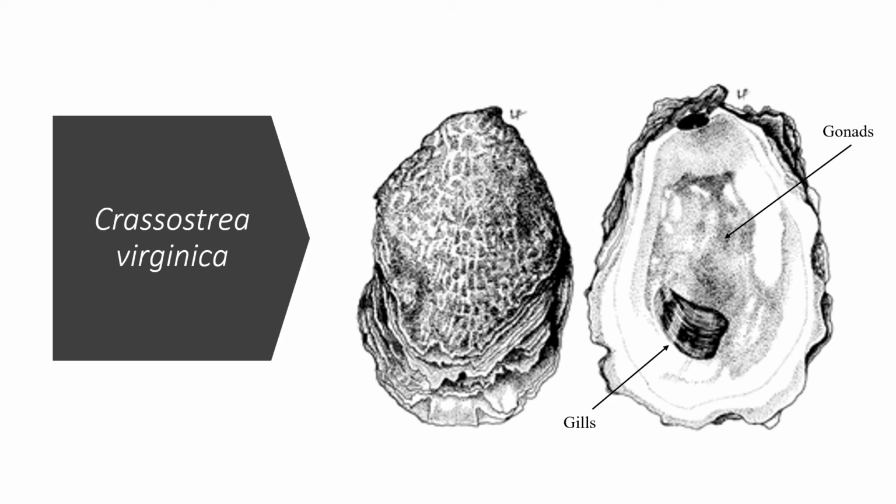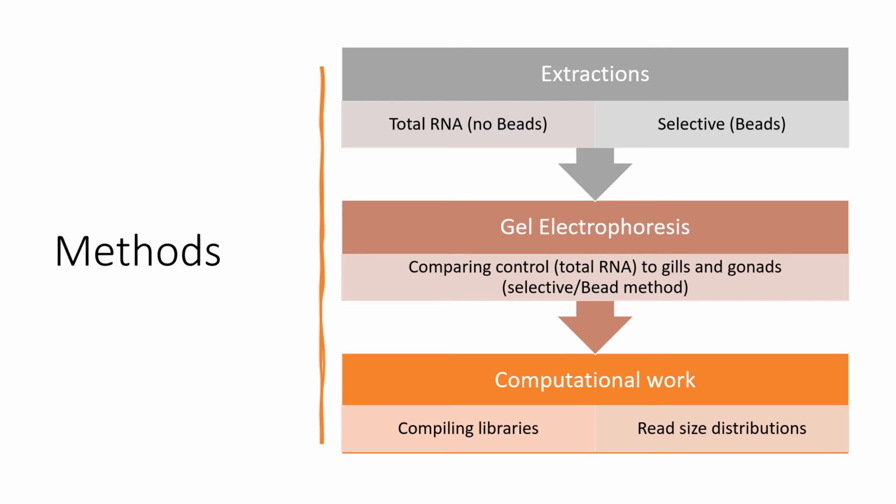In order to categorize the small RNA in C. virginica, we used Sepharose beads to separate the unbound RNA from the Argonaute-bound RNA via strong basic anion exchange chromatography. Two extraction methods were used: a total RNA extraction with TRIzol that served as our control, and a selective extraction using the beads, with samples taken from the gills and the gonads of live oysters.